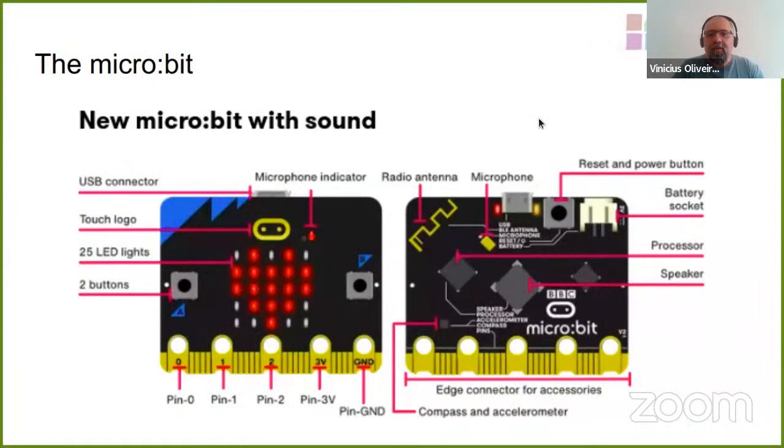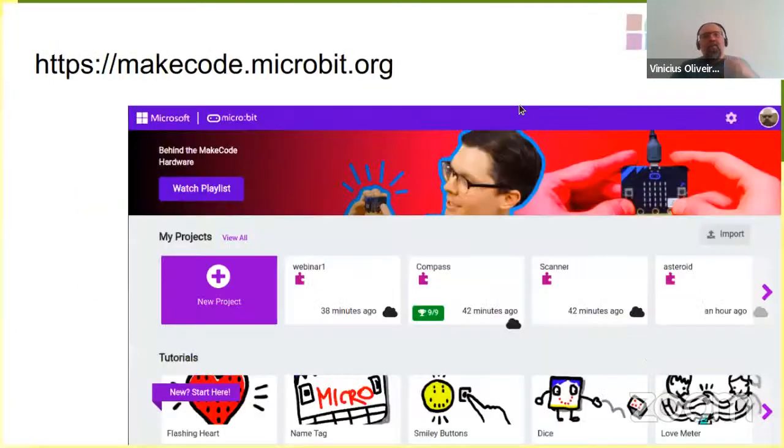I will share my presentation again here. The good place to start programming a microbit is makecode.microbit.org. It's free. It's not necessary to log in, but it's a good idea. It's free from Microsoft because the microbit is a project from BBC and Microsoft. So Microsoft has this platform named MakeCode, and there are many tutorials to begin the microbit work.